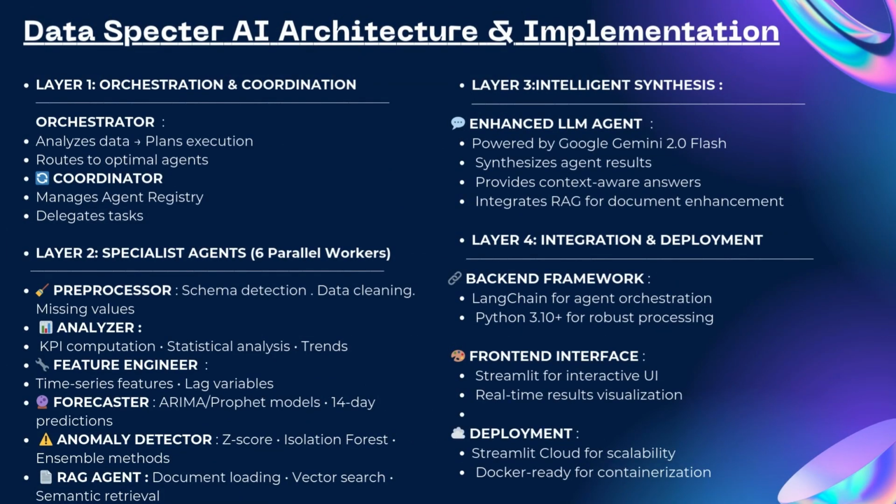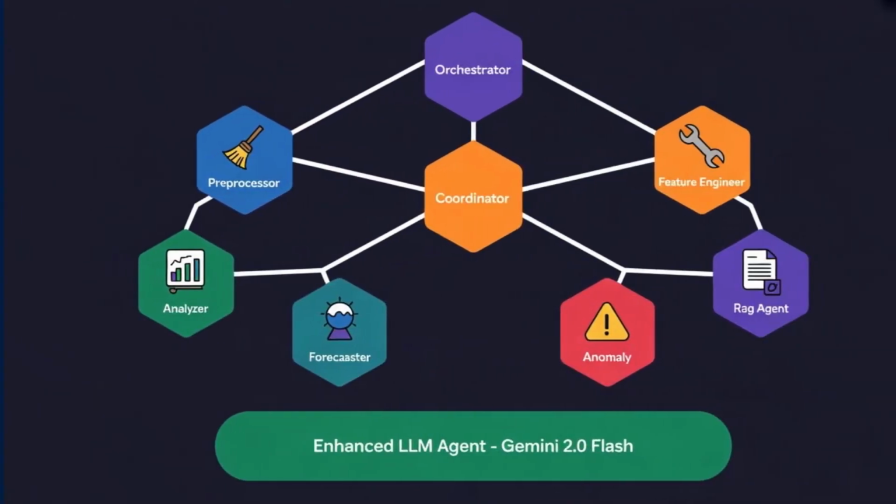At the heart of DataSpecter AI is an orchestrated multi-agent system. The Orchestrator, guided by a React-style reasoning loop, analyzes each dataset and plans the best execution path. Below it, the coordinator manages the agent registry and delegates tasks to 6 specialist agents that can run in parallel. Together, they form a flexible pipeline that adapts to the structure and needs of your data.